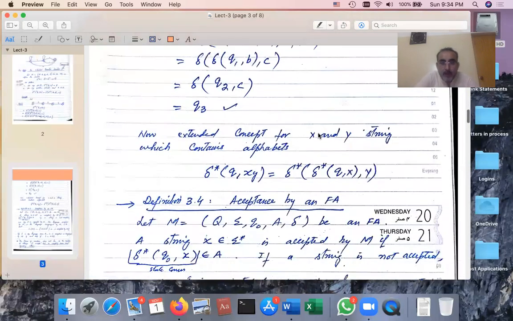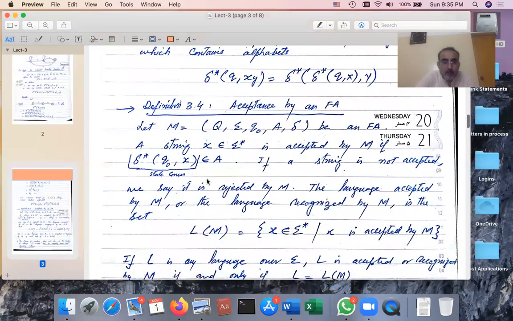But if you have x and y strings in your expression, both are strings, like this one, delta star q comma xy, here x and y both are strings, not alphabets, then it is not difficult. You have to process this y first, and then after that you can process this x. So it is very much similar, but it's just giving us a new dimension that problems can be given to you in this format.